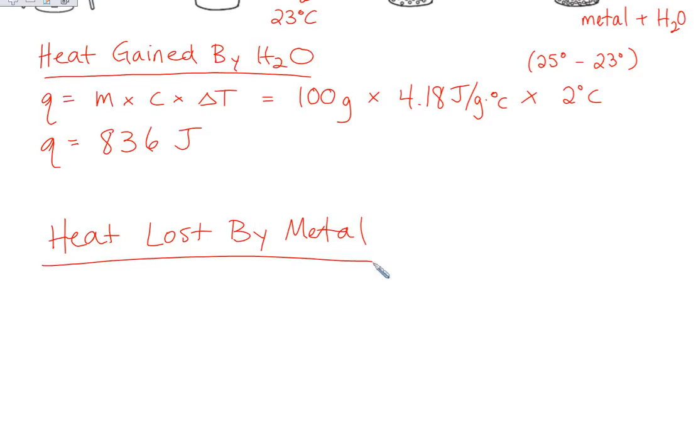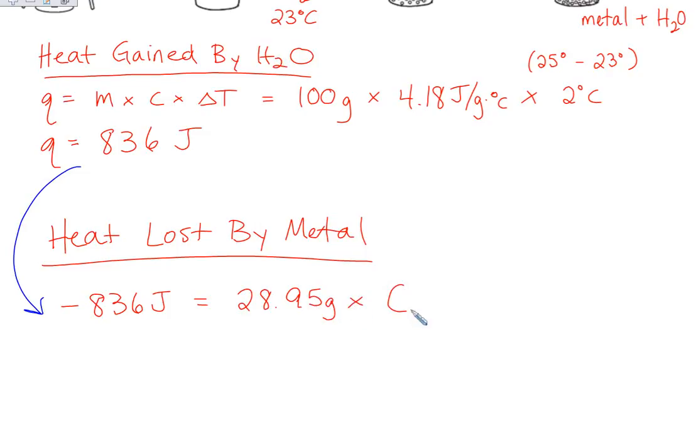Okay, so again, if there were no errors, we should be able to use this value. The only difference, we need to make it negative. We're going to start with negative 836 joules. It was a heat transfer. The amount of energy lost by the metal should be absorbed by the water. Assuming no errors, that's the same numerical value. The only difference is the sign of the delta H or the Q. All right, so now we plug in values for the metal. The mass was 28.95 grams. We'll leave specific heat as our variable.